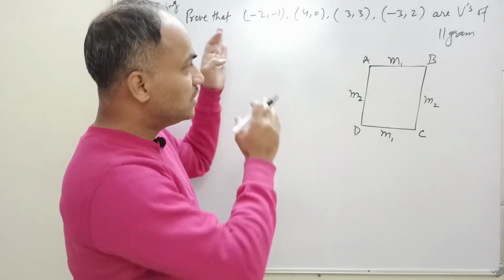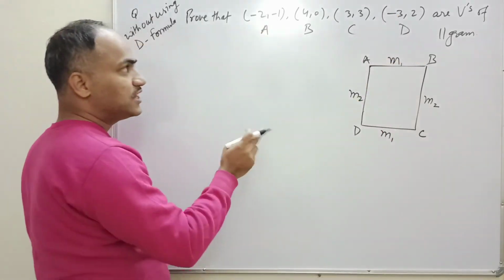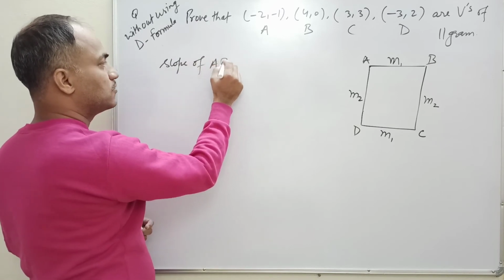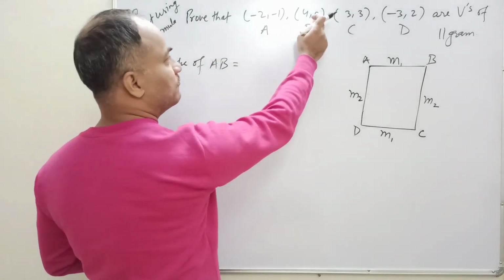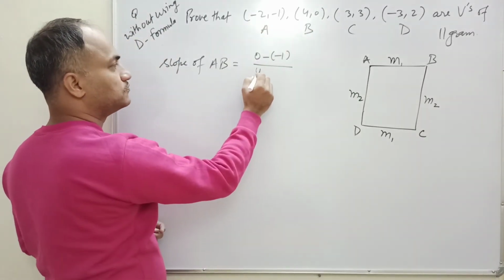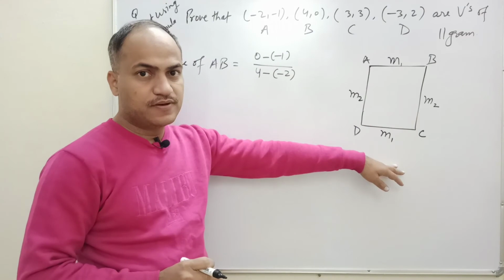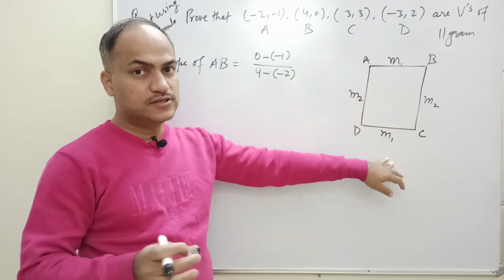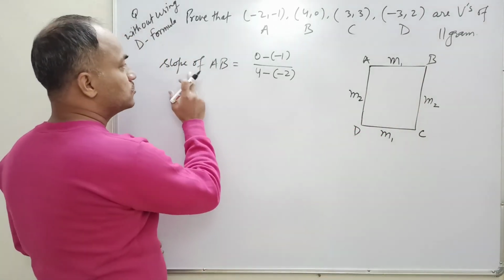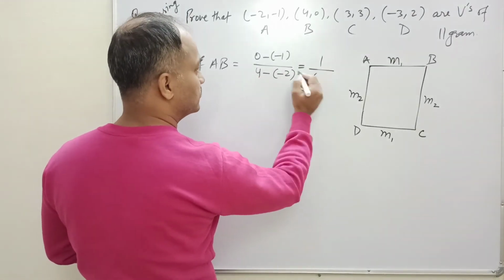Okay, so suppose in order we name the points as A, B, C and D. In that case, slope of AB we can find easily. This will be y2 minus y1 upon x2 minus x1. Okay, so if these slopes are same, then clearly these two lines will be parallel. So similarly we have to show that AD and BC are also parallel. So slope of AB is this much, and this is 1 upon 4 plus 2, 6.